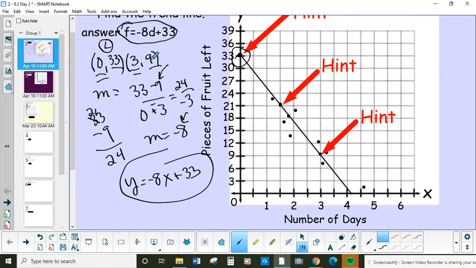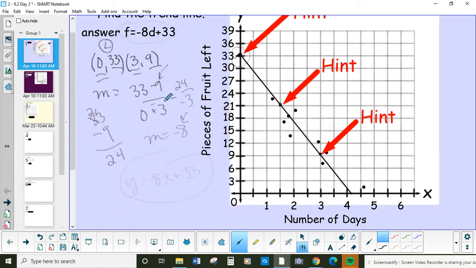Now, question. Would it be the same if the D was over here? Could I say D equals negative 8F plus 33? What do you guys think about that? Think about that to yourself real quick. And the answer would be no, this is not the same. Now, we could write a function where D is isolated, but it wouldn't be the same equation. So whatever's on the y-axis has to go over the y-axis. This one would be wrong this time.